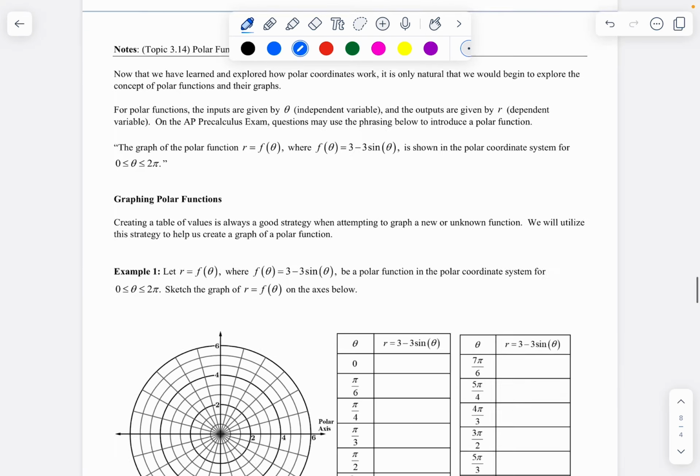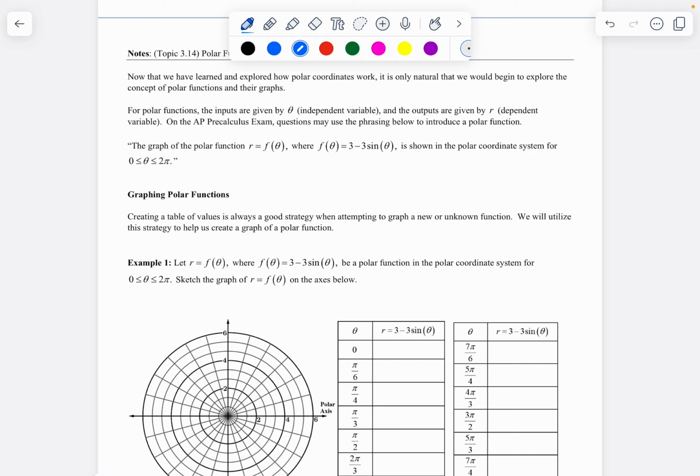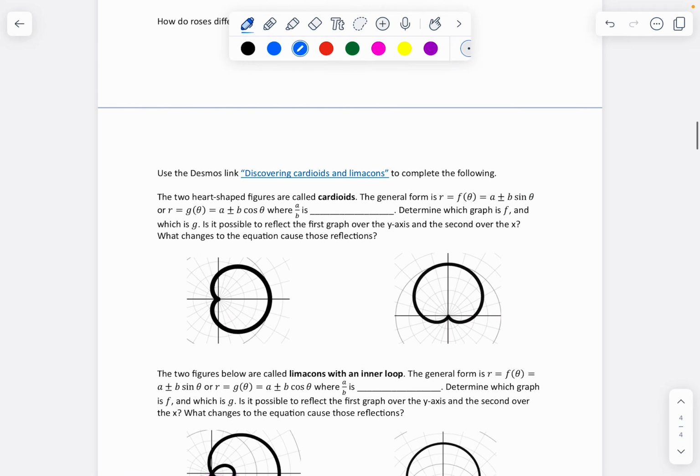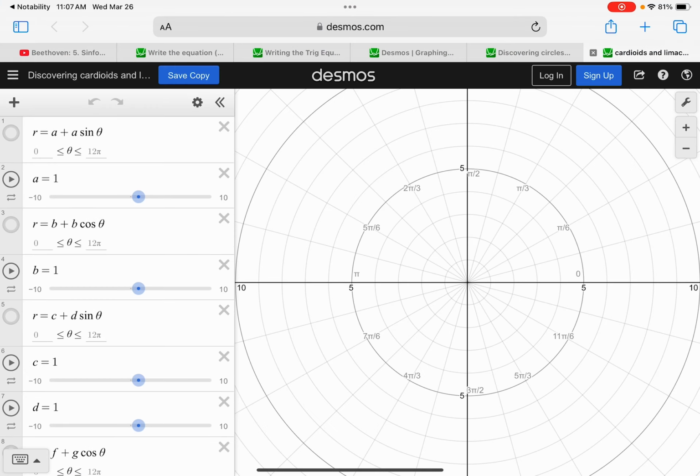Next. Okay, let's see what else we need to say. Okay, now here are Mr. Passwater's notes. Actually, I could pull up this link. And this is now looking at those different, here's a cardioid. And as I change that value, it gets bigger or smaller or reflects. When it's negative, it's reflected over that axis. Okay, super. And then the cosine one would open to the side.